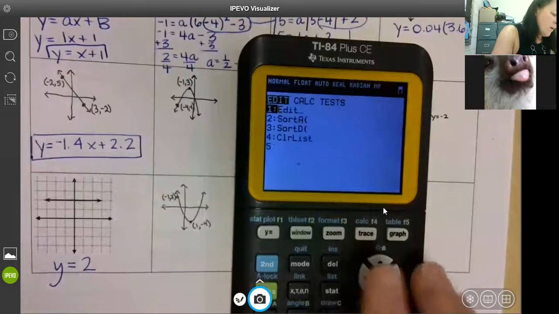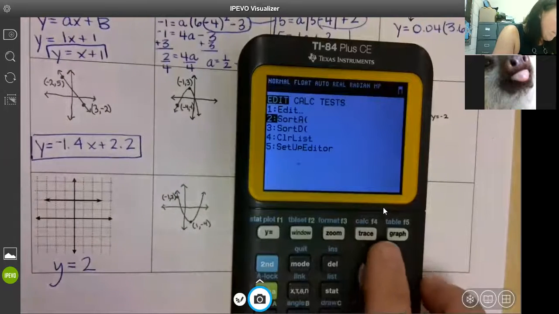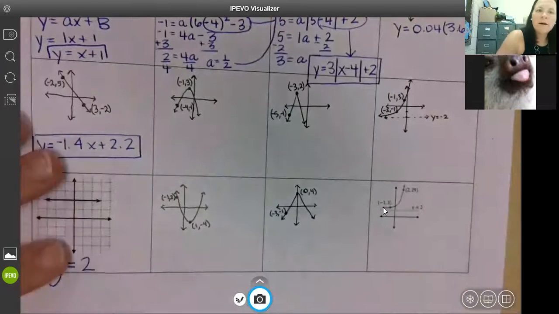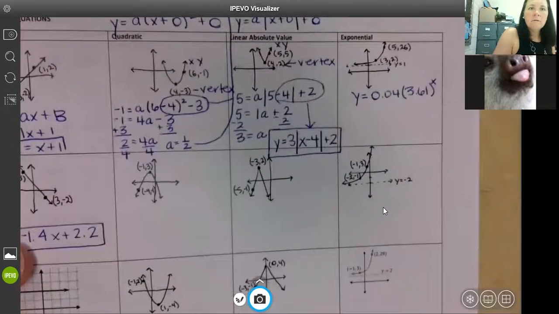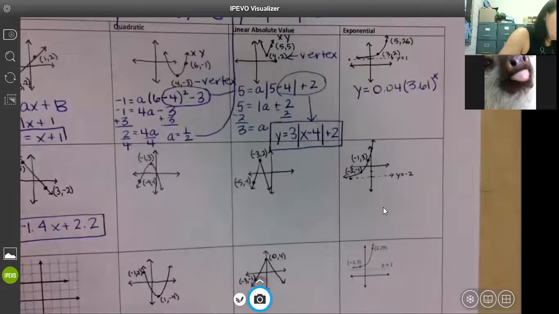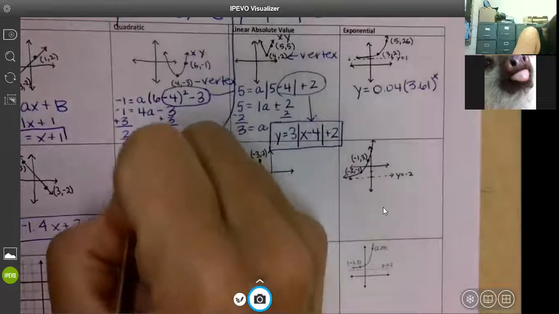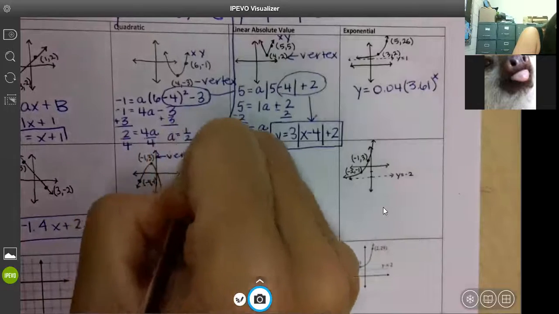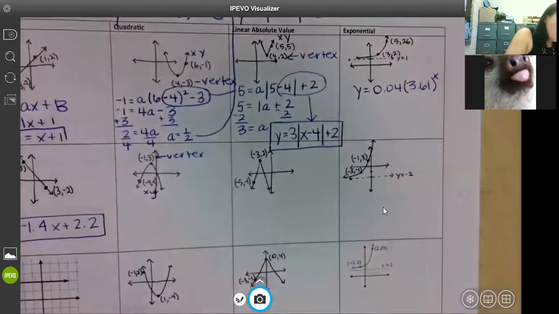Oh, I think I need 3 points. I think I need 3 points. So let's just go ahead and do these by hand. I thought I just needed 2, but it may be that I need 3. I think I need the vertex and 1 point on either side. So this is going to be your vertex. And this is going to be your x, y.